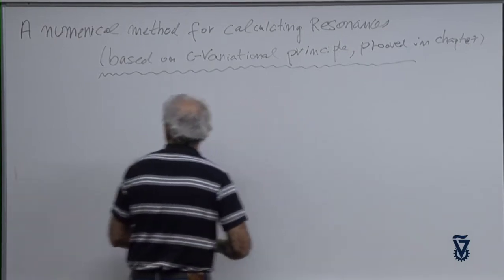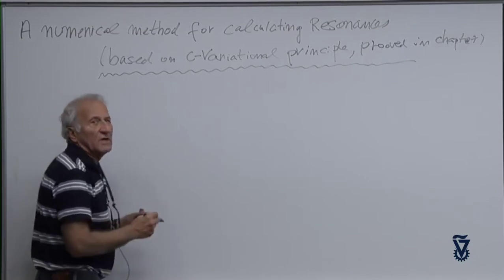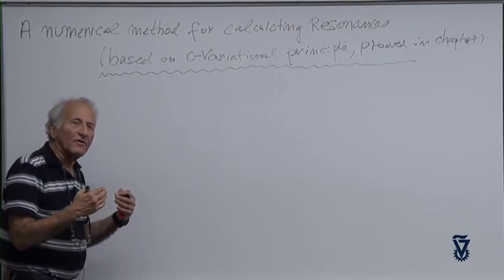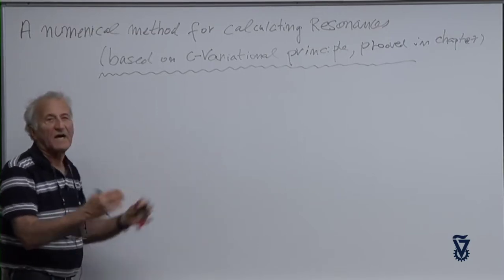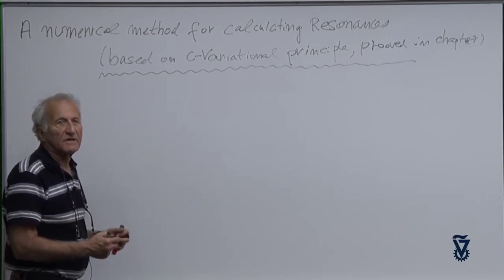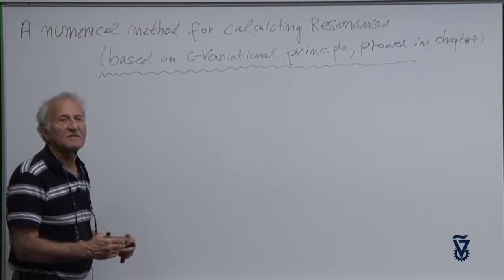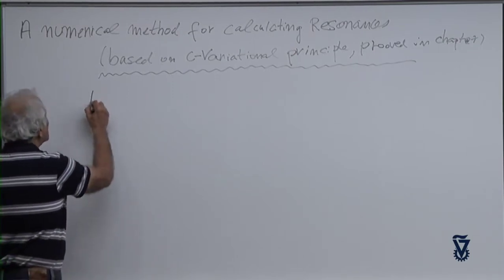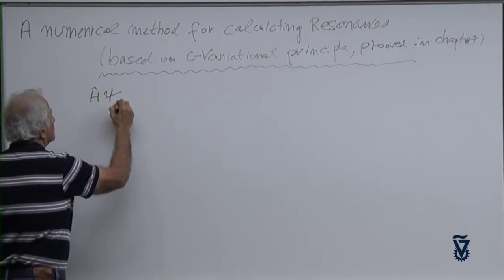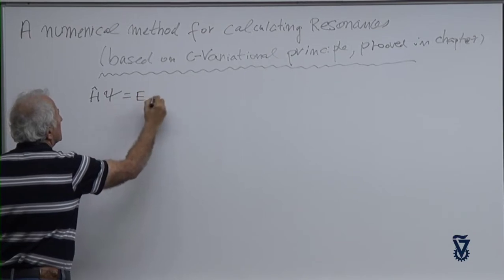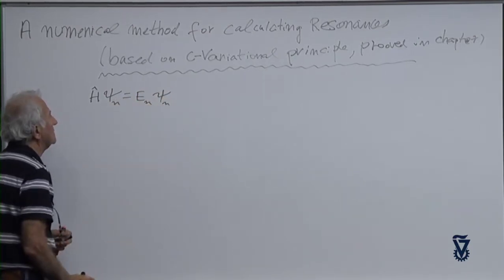Okay, let's describe what we want to do. As a simple case, we'll start with one-dimensional, although what I'm going to describe can be done for multi-dimensional and multi-particle systems. So let's assume that we have this Schrödinger equation that we want to solve. And let's put here discretization conditions.